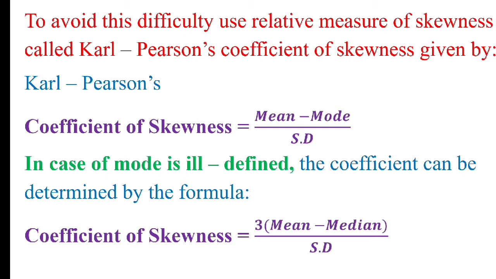One is the coefficient of skewness equal to mean minus mode divided by standard deviation. In case the mode is ill-defined, the coefficient can be determined by the formula 3 times mean minus median, divided by standard deviation. These are the two ways we are going to resolve the coefficient of skewness problem.